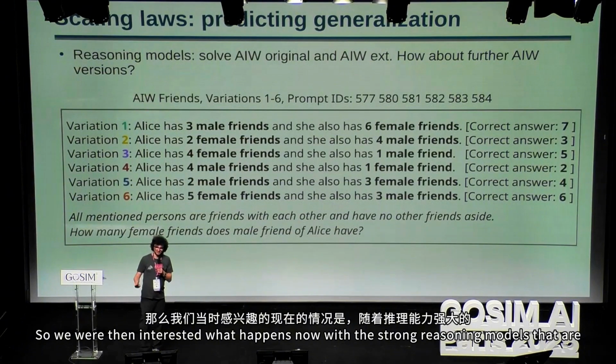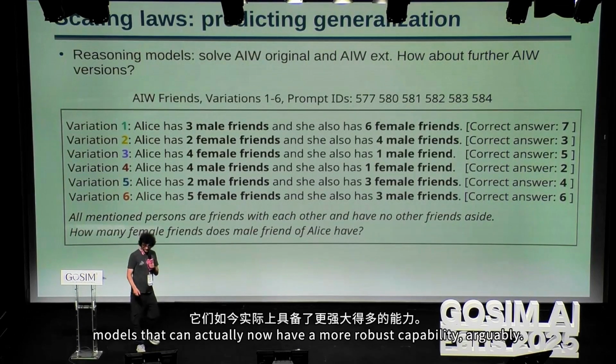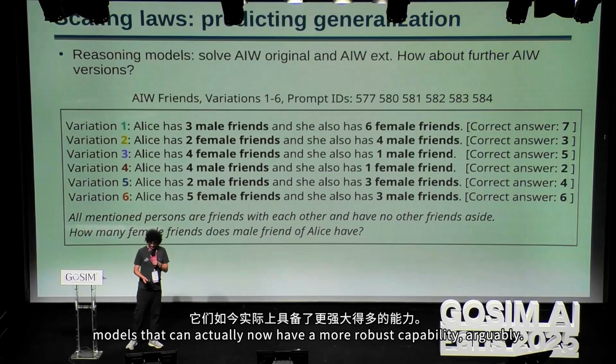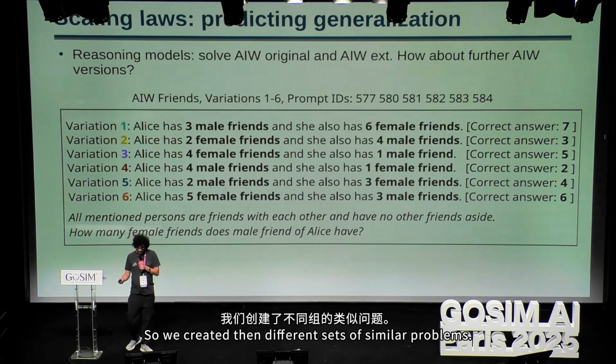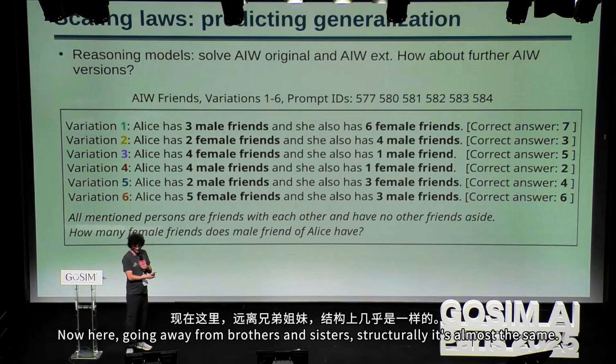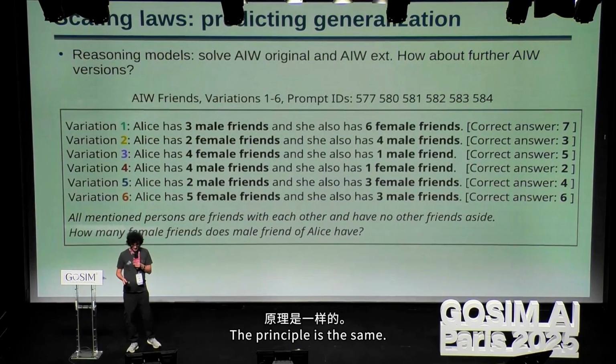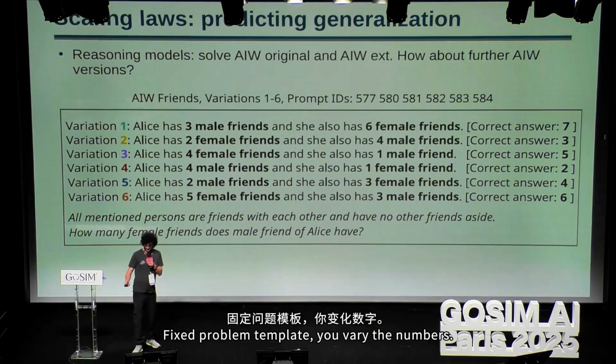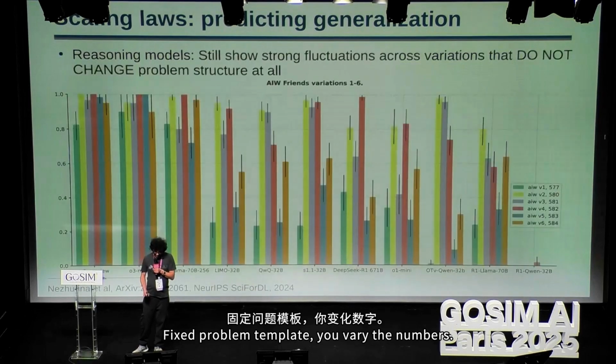So we were then interested in what happens now with the strong reasoning models that are coming up as the next wave of models that can actually have a more robust capability, arguably. So we created different sets of similar problems. Now here, going away from brothers and sisters, structurally it's almost the same. These are now male and female friends. The principle is the same.